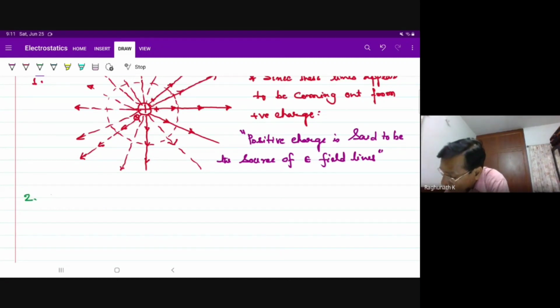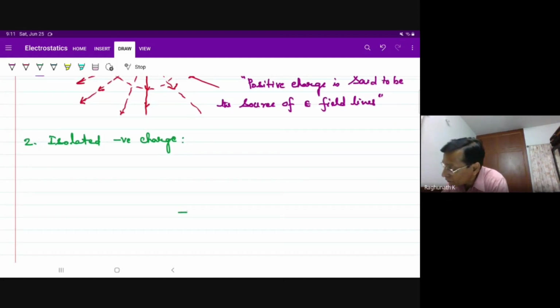Next, number 2. Isolated negative charge, minus Q. We know if I keep a small positive test charge near the negative charge, it will not move at all, because that test charge will experience the attractive force, because of which it goes onto the surface. To draw the line, I have to keep it somewhere away from it. Whatever may be the point at which I keep, that experiences the force continuously towards the negative charge and travels to it, gets terminated on the negative charge.